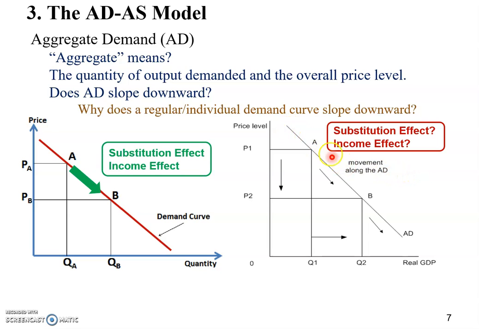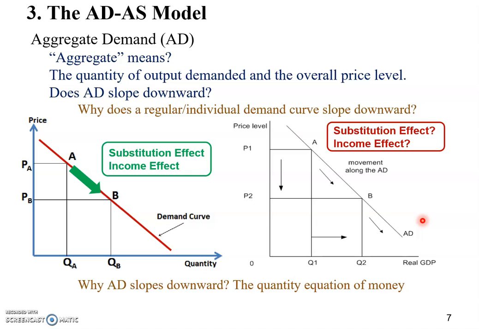Then how could we make sense of this downward sloping aggregate demand curve? There are multiple ways we can do this, but here let's just pick the simplest way, which is built upon something we learned before. It's called the quantity equation of money. Back in chapter 5, I believe, we talked about how much money we actually need to facilitate the transactions of all goods and services we produced. We use the quantity equation of money.